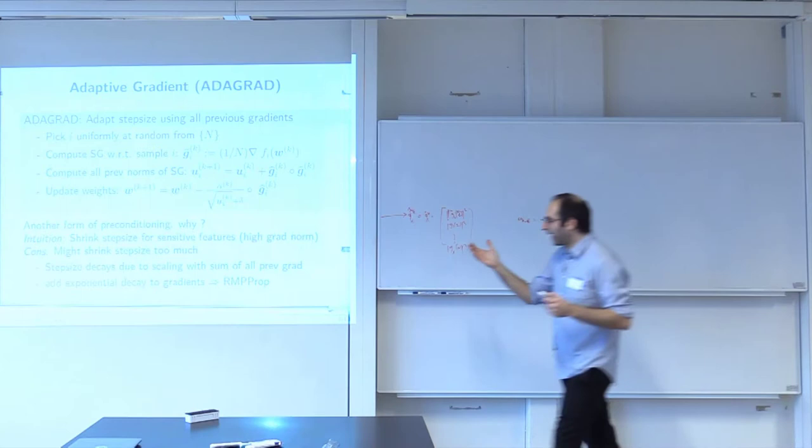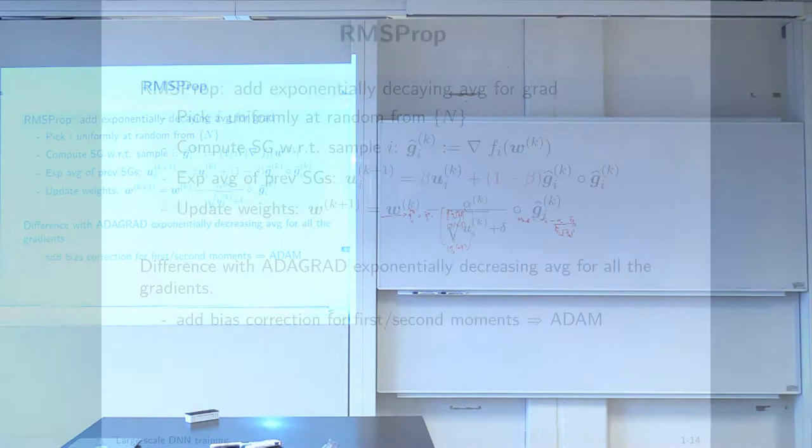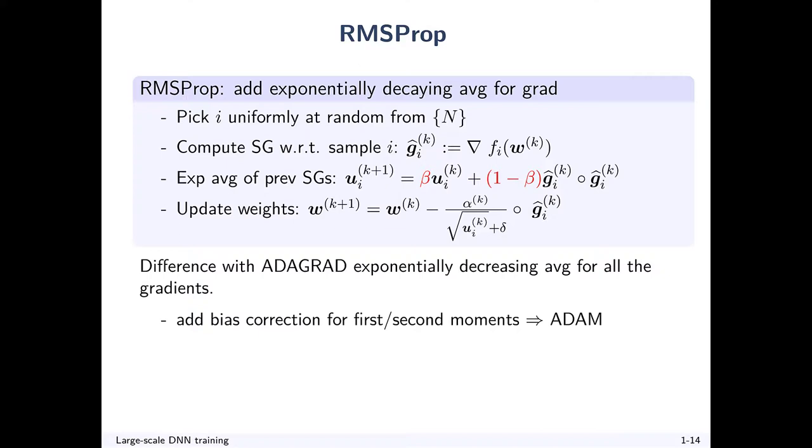So this is also another algorithm. RMSProp is another algorithm which is exactly the same as ADAGrad, except that instead of summing the gradients as they are, as we have there, you add exponentially decaying weights. And if I want to go very briefly through the formulation, with the steps, again, it's exactly the same. You pick an index I at random, you compute the stochastic gradient with respect to sample I. So this is G hat IK.